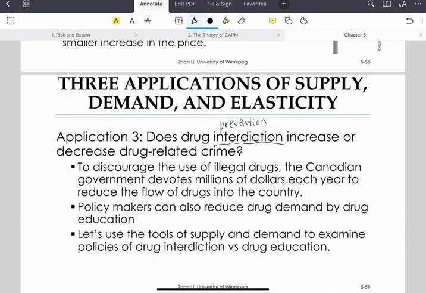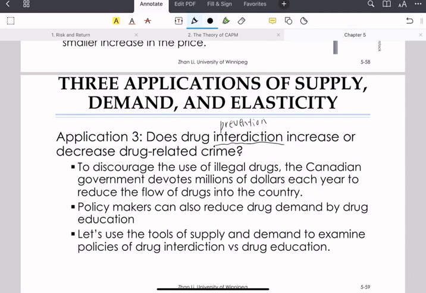The story is like this. To discourage the use of illegal drugs, the Canadian government would spend millions of dollars each year to reduce the flow of drugs into Canada. So this is basically the first approach to prevent drug abuse. And there is also this second approach, right? We could also use education.